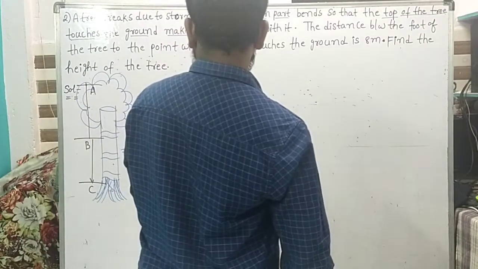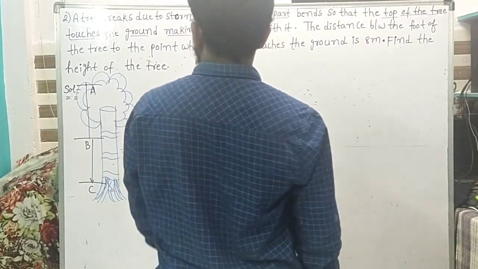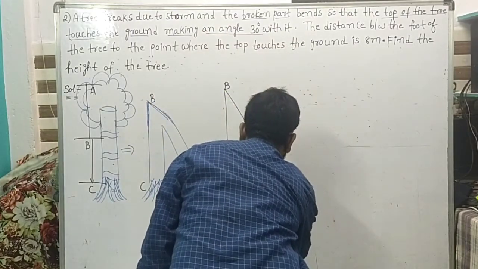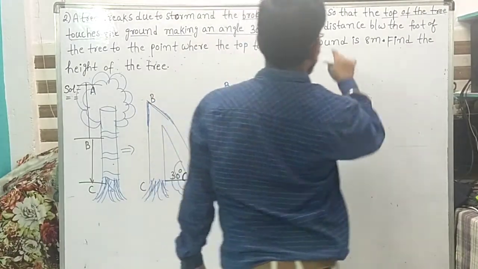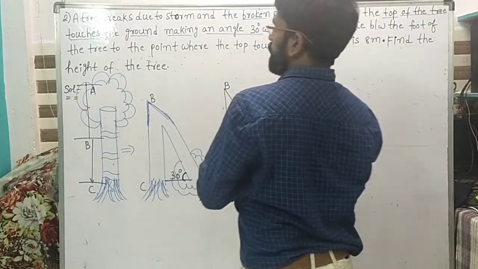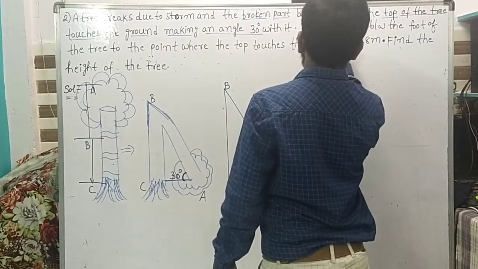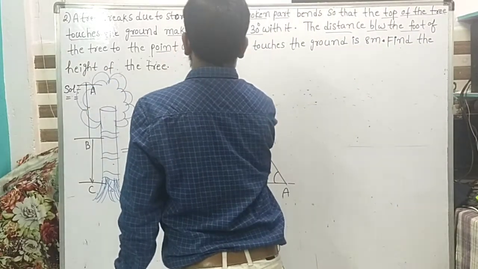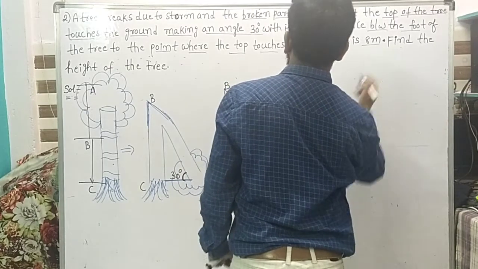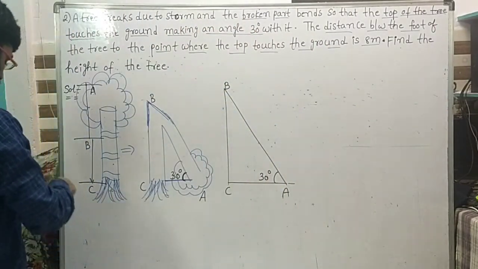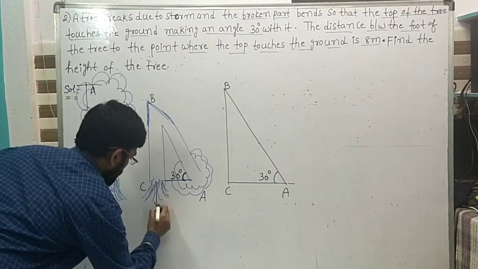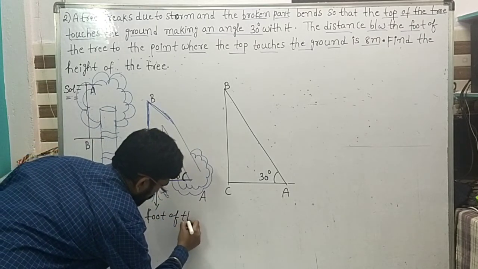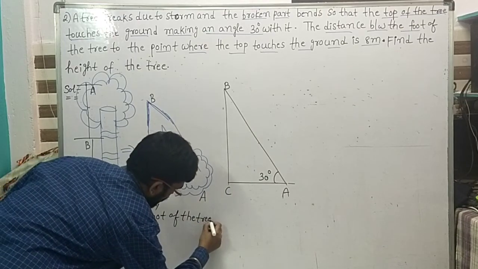Find the foot touches the ground at theta equals 30 degrees. The distance between the foot of the tree and the point where the top of the tree touches the ground is 8 meters. So this is the foot of the tree. This is the foot of the tree. Okay.